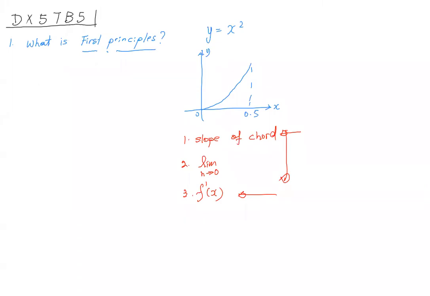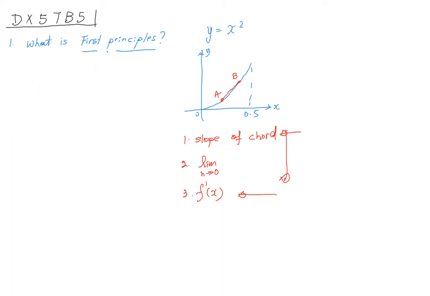a chord? If I have two points here, what is the meaning of the slope of the chord? Gradient. Gradient of what? Gradient of the chord. So gradient of the chord means what? Or the average rate of change. Yes.